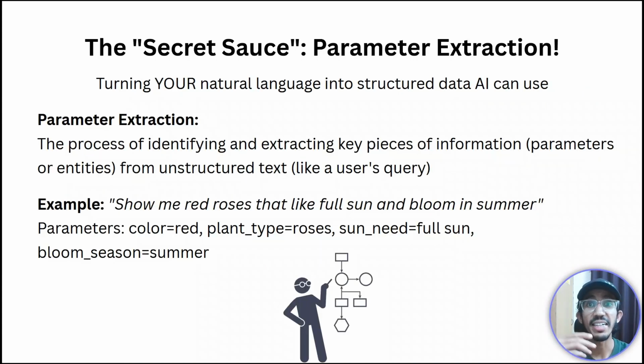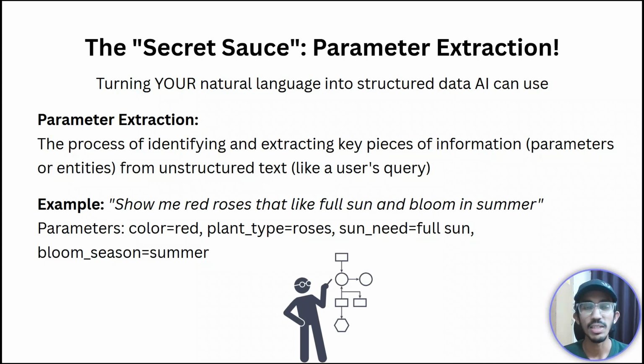That bridge, that secret sauce, is a process called parameter extraction. This is all about turning your natural language, your everyday way of speaking or typing, into structured data that an AI or any computer system can actually use. So, what is it? Parameter extraction is the process of identifying and pulling out key pieces of information. We call these parameters or entities from unstructured text like a user's query.